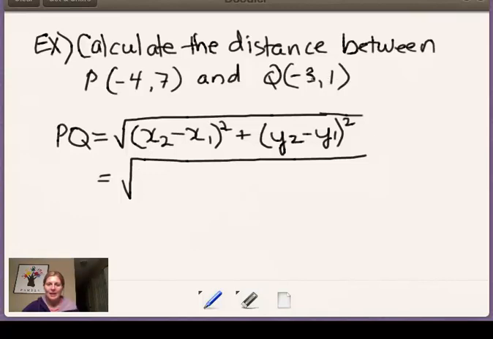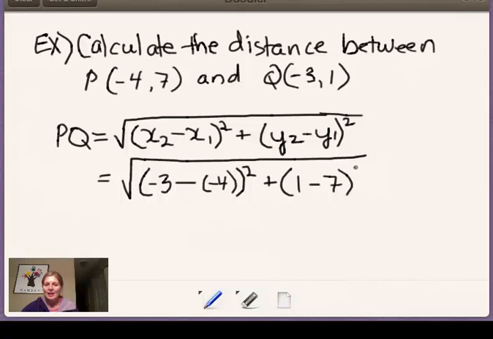I'm going to take my second x value, which is -3. You know what? It really doesn't matter which one you put first. If you choose this as x2, that's okay. Okay, so -3 subtract, because that's the subtract sign, but then my first x value is -4. So now we're dealing with integers here. -3 subtract -4, close the brackets, don't forget that squared sign. That's the first part. Plus the second y value, which was 1. Subtract the first y value, which was 7, and I'm going to square that.